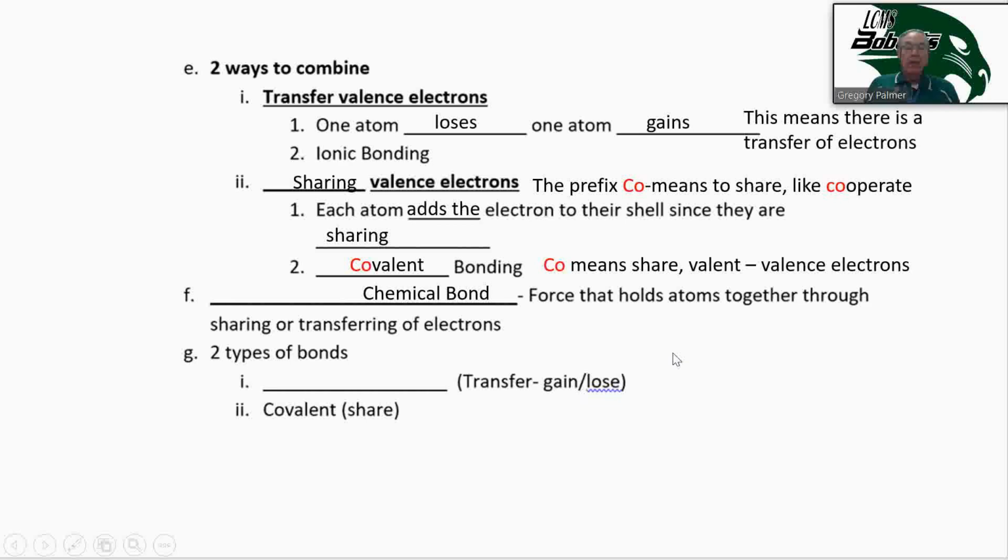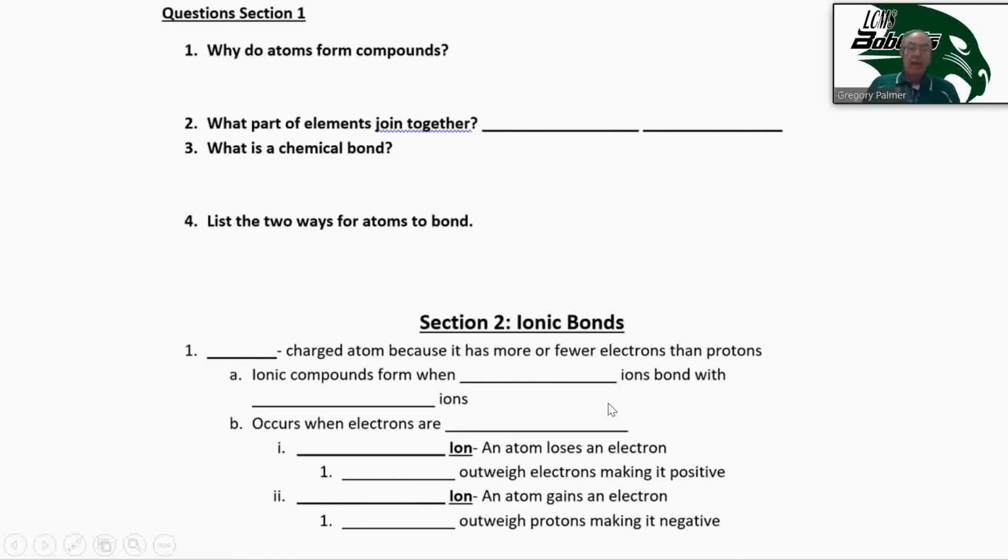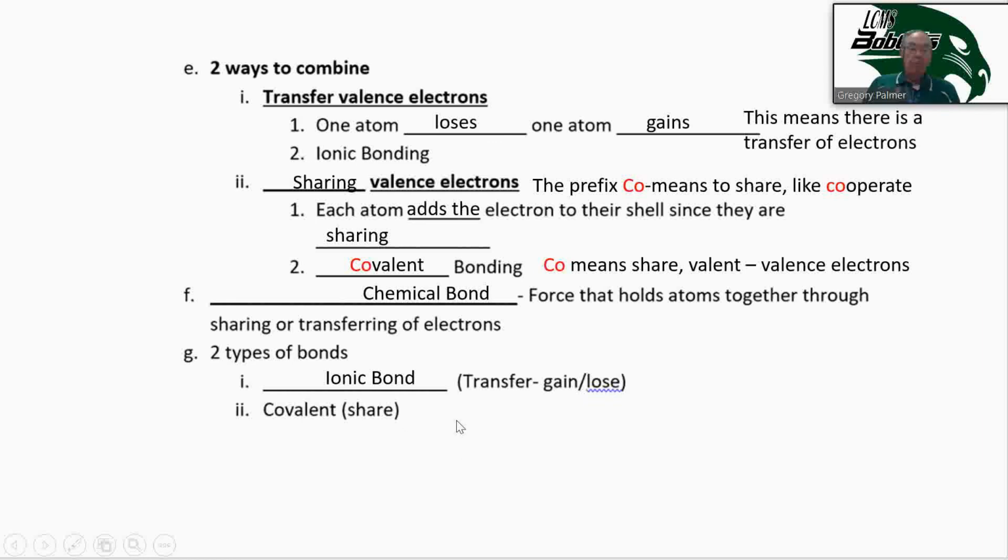Earlier when we did Dalton's atomic theory in the first unit, we said a chemical bond is the force that holds atoms together through sharing or transferring electrons. And then specifically, there's two kinds of chemical bonds. One is an ionic bond when they're transferring electrons, when they gain or lose. And then there's a covalent bond when they share.